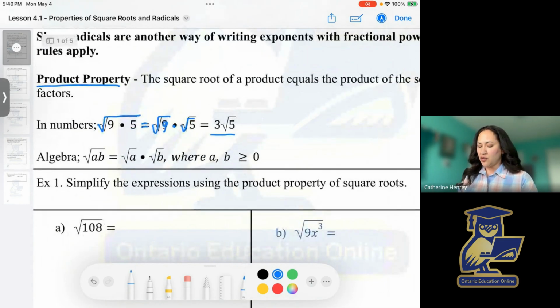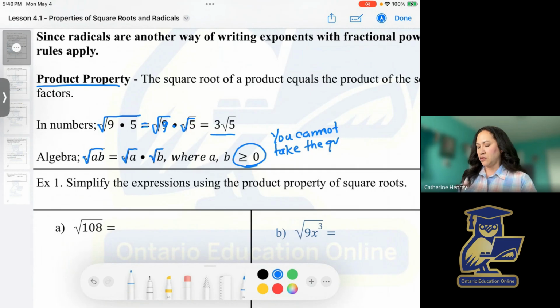Algebraically, if we take the square root of a times b, then that is equal to taking the square root of a and then multiplying it by the square root of b. Where a and b have to be greater than 0. Okay? They have to be greater than 0 because you cannot take the square root of a negative number.